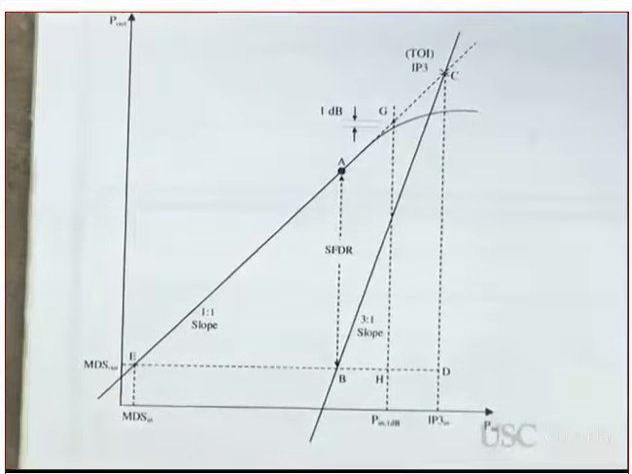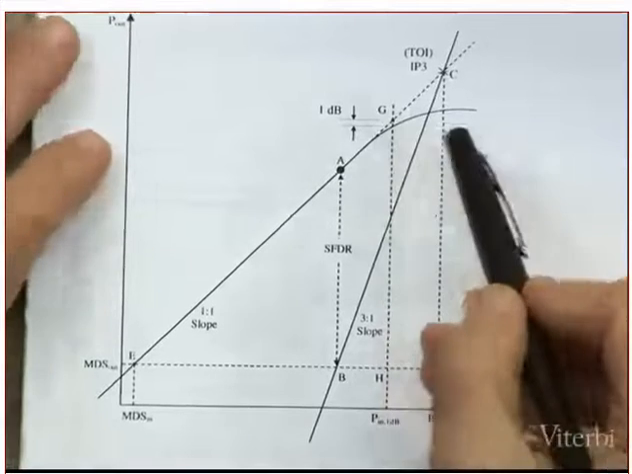Perfect. Okay, let's understand these parameters, which is called what? The dynamic range, the spurious free dynamic range, the MDS. MDS stands for what? The minimum detectable signal, and so on and so forth. The noise floor, all of these parameters, I need to make it clear. I need to make sure that it's very clear in your mind. Clear? Okay, so what do I have?